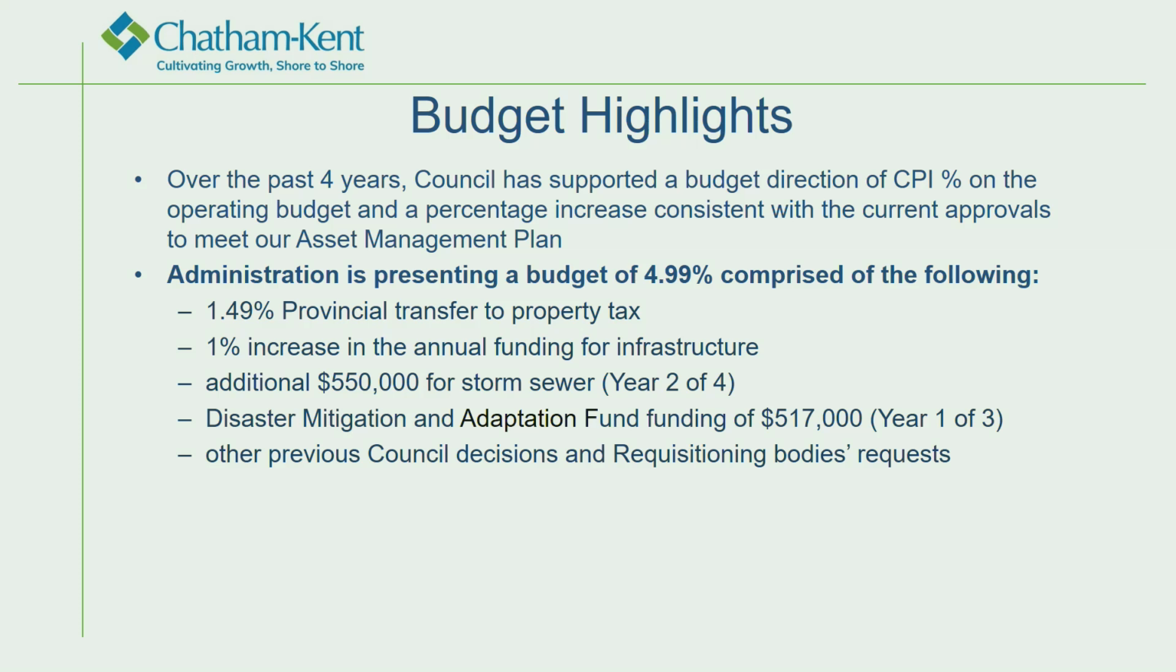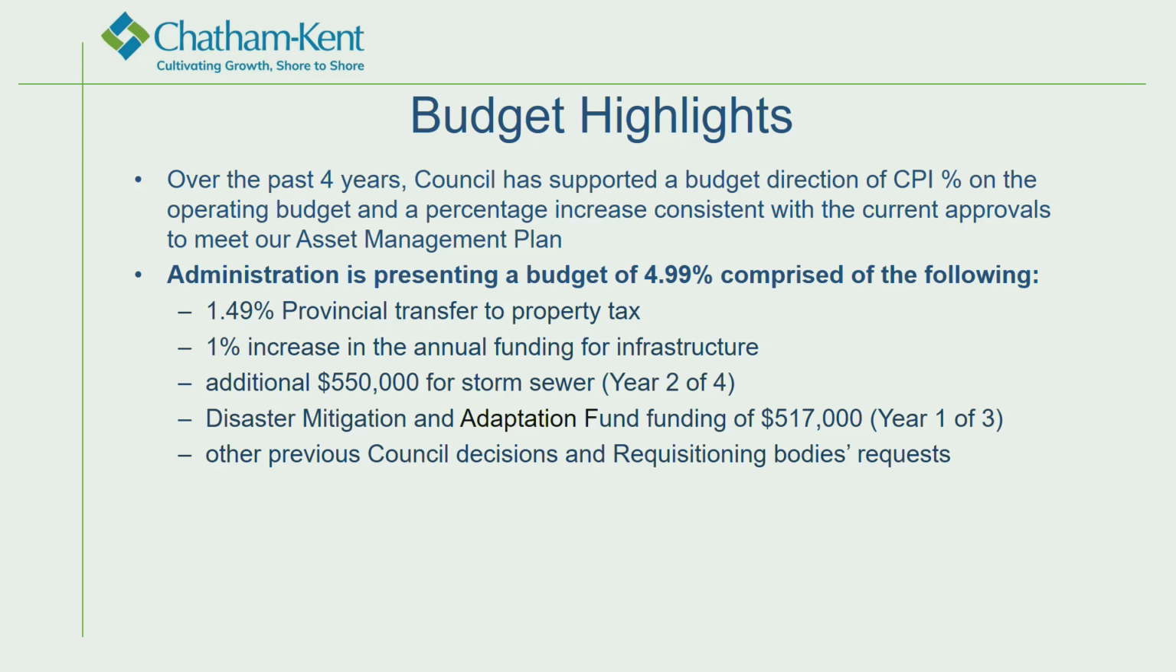result of the provincial government downloading a tax transfer on property taxes. So of that 4.99%, 1.49%. 1% increase is the total funding that we have for our infrastructure, our asset management plan. Last year, Council elected to add an additional $550,000 for the storm sewers over a 4-year period. So this is the second year of 4.